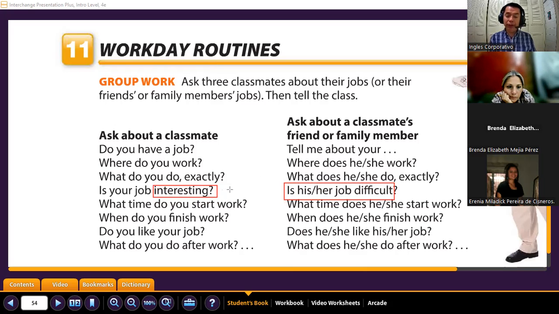Is your job difficult? No, it is not. Is Delia's job difficult? No, it is not.